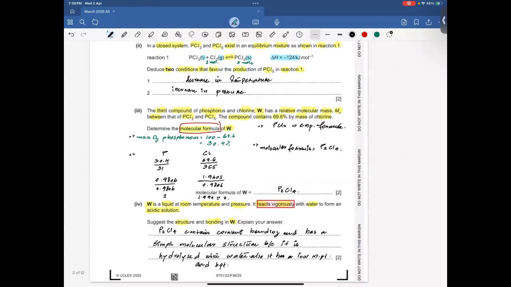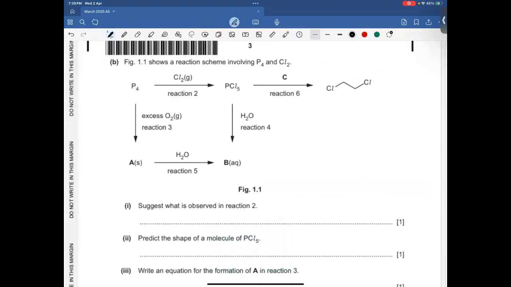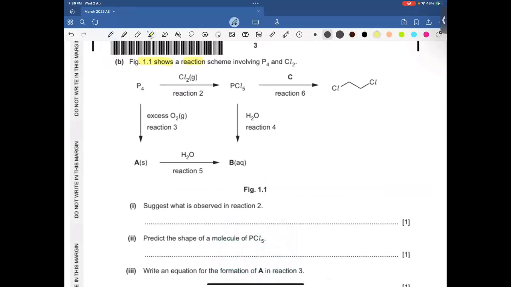Let's move on to the next page. B part. Figure 1.1 shows a reaction scheme involving P4 and chlorine. So when P4 and chlorine react together, they convert into PCl5. So when phosphorus reacts with an excess amount of oxygen, I have given you this instruction in the class.